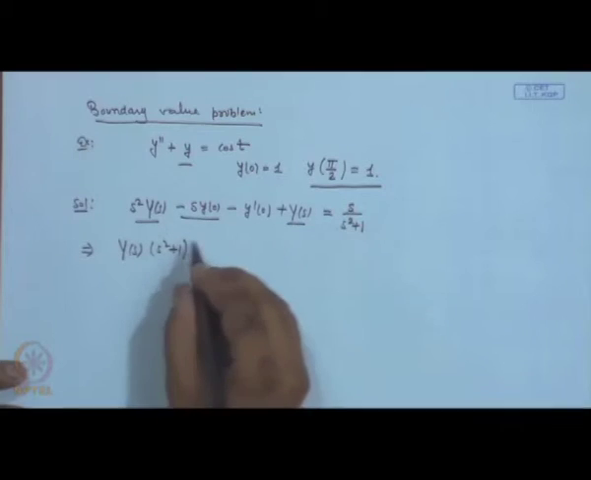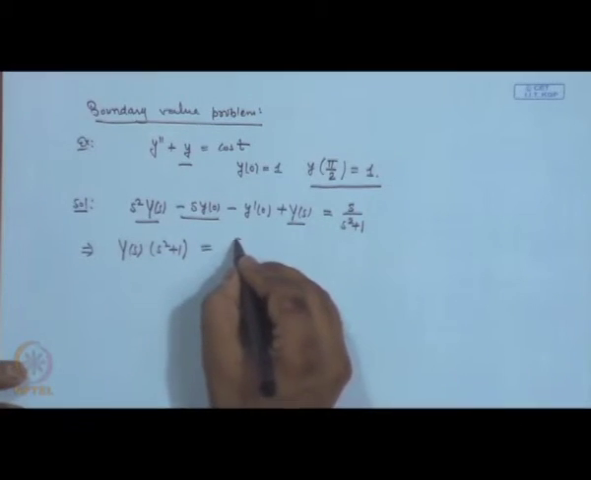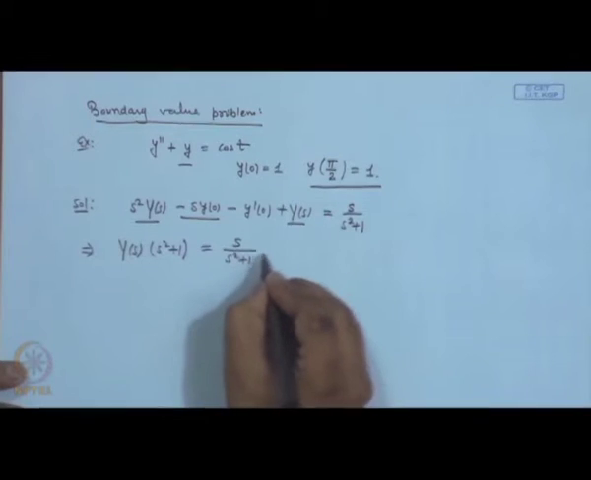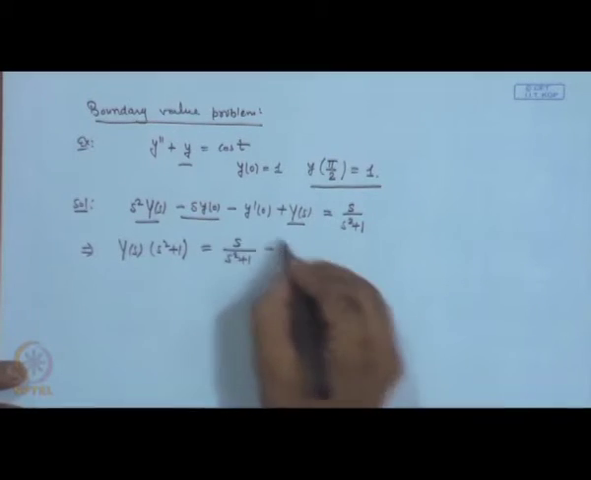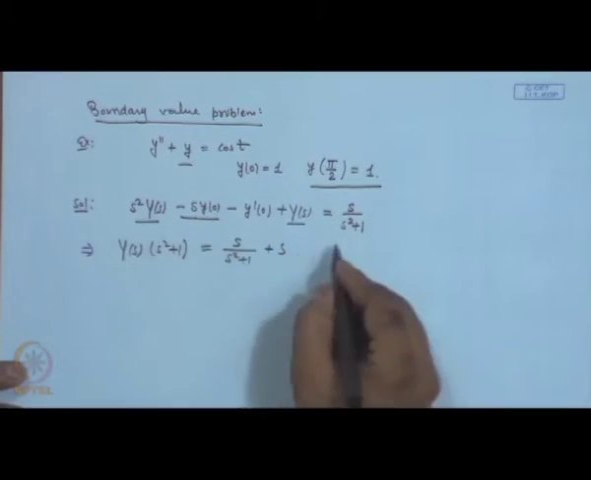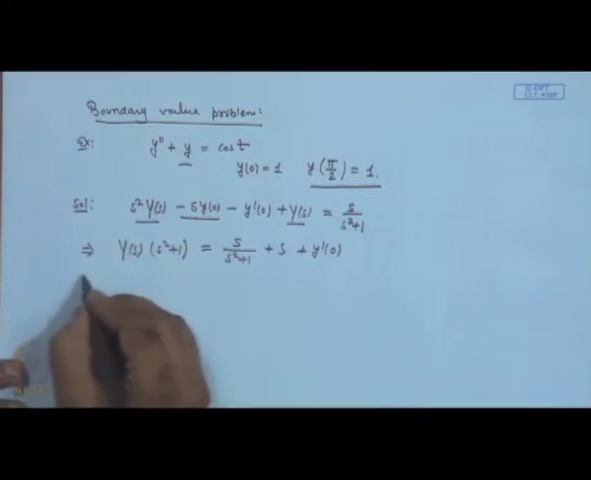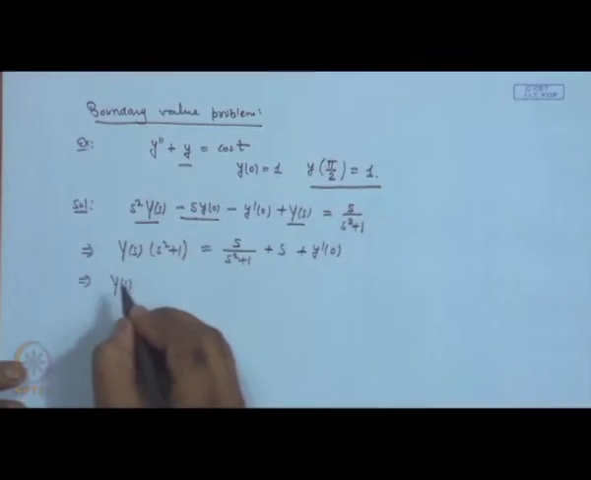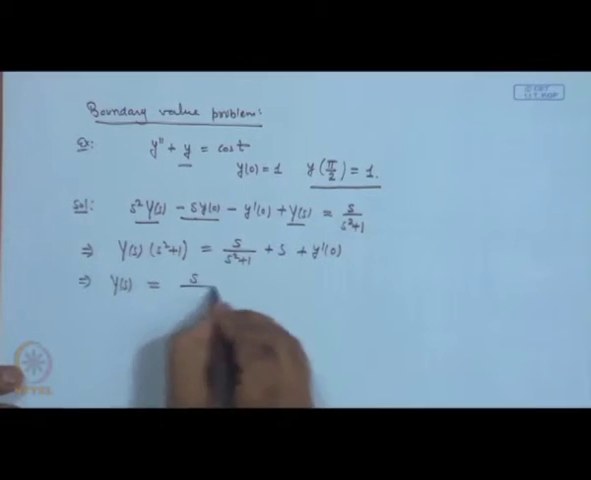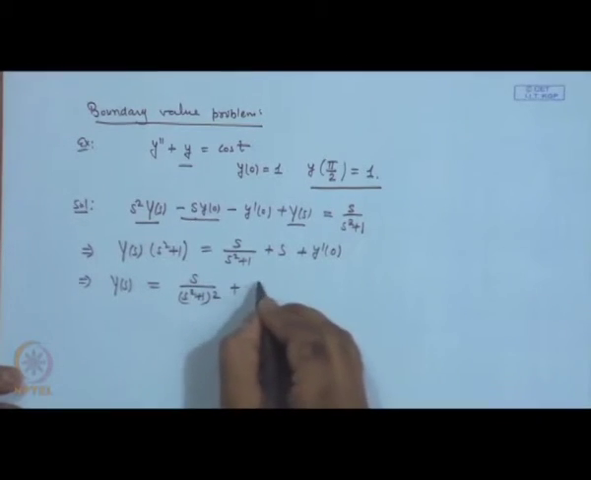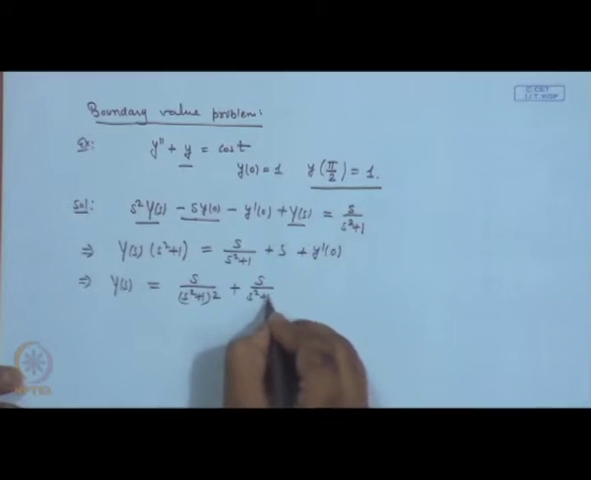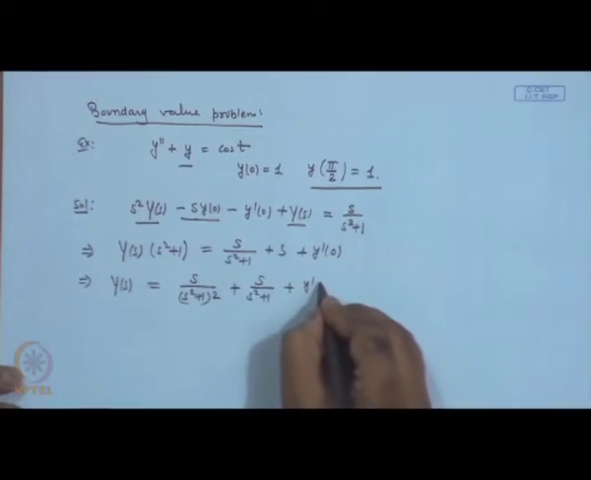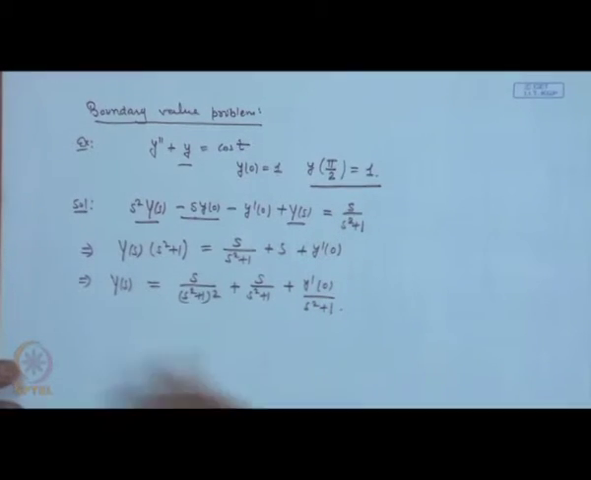So, this we will take to the right hand side. We have s over s square plus 1 and plus s from here, and plus y prime(0), which is not known at this moment. So, here we get the expression for Y(s): s over (s square plus 1) whole square plus s over s square plus 1 plus y prime(0) over s square plus 1. And now, we can take the inverse.